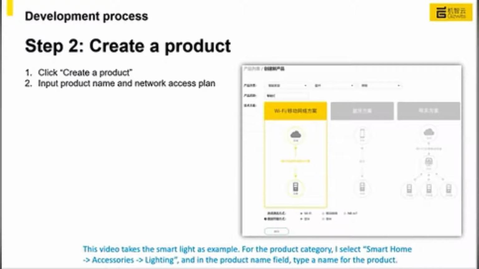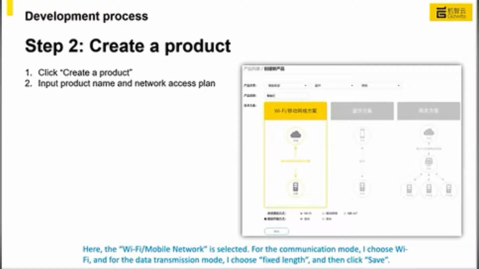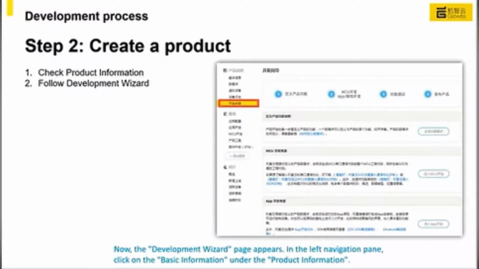This video takes the smart light as example. For the product category, I select Smart Home, Accessories, Lighting, and in the product name field, type a name for the product. Then, there are 3 types of network access plans for us to choose from: Wi-Fi mobile network, Bluetooth, and Gateway. Here, the Wi-Fi mobile network is selected. For the communication mode, I choose Wi-Fi, and for the data transmission mode, I choose fixed length, and then click Save. Now, the Develop Wizard page appears.